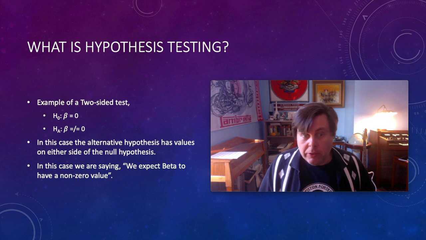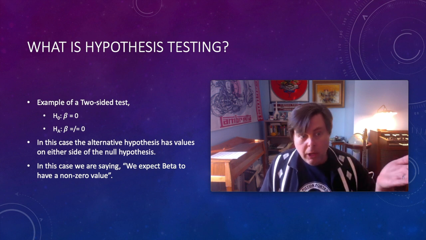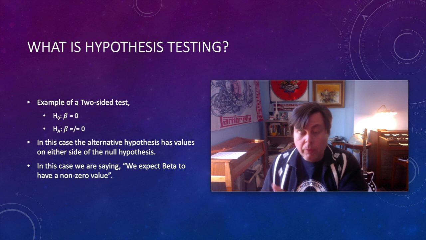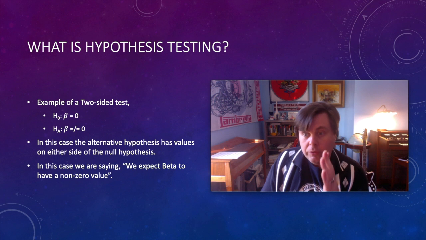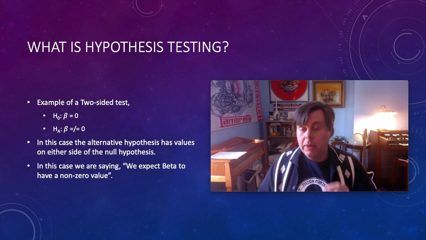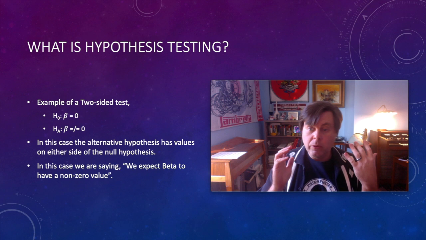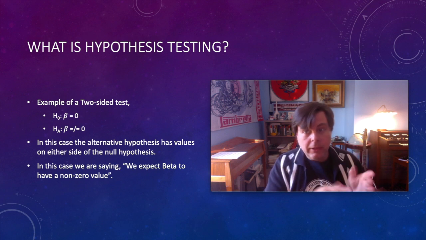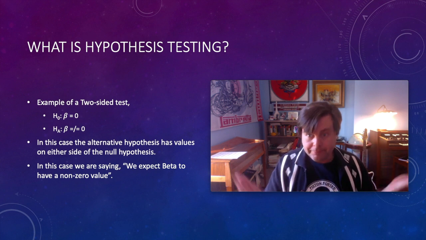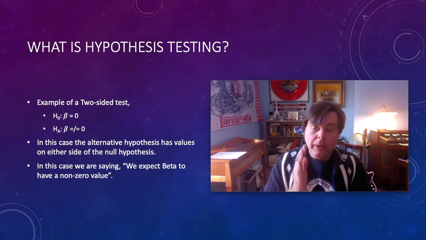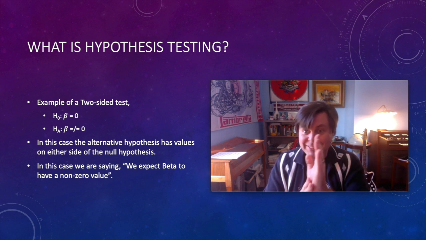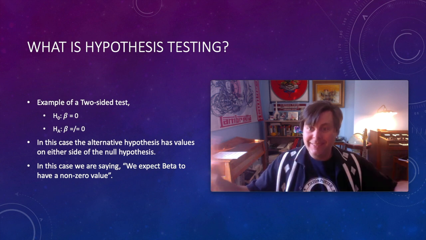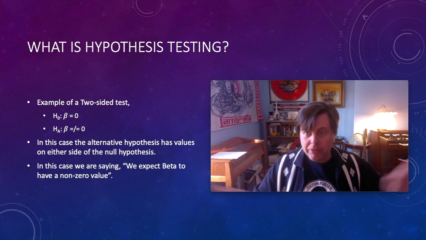So here is an example of a two-sided test. We're going to say that the null hypothesis is beta equal to 0, right? So now we're saying we do not think that the value of our estimated coefficient is 0. We think that it's not equal to 0. So our alternative hypothesis is beta not equal to 0. Okay, this is now a two-sided situation, a two-sided test. So we've got a null that is a single value, 0, and then everything else is the alternative hypothesis in both directions.